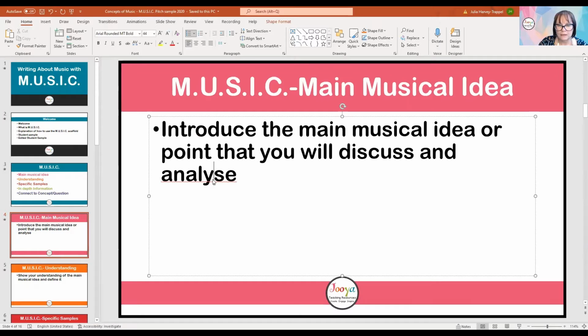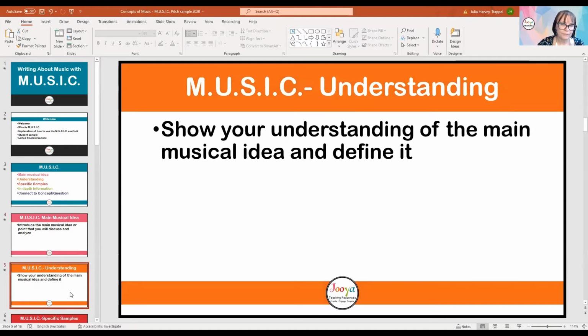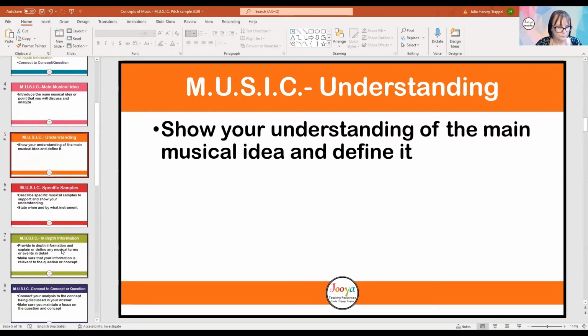Okay, so the main musical idea, the M in MUSIC, stands for that. It says, introduce the main musical idea or point that you will discuss and analyze. So essentially, what are you going to talk about, introduce it, and that's all it is. What do you have as a focus, I suppose, is the best thing. So have a focus about what you're going to talk or write about, okay? U is for understanding, and that means show your understanding of the main musical idea and define it. Okay, so basically, we're going to be talking about ornamentation, so define what ornamentation means.